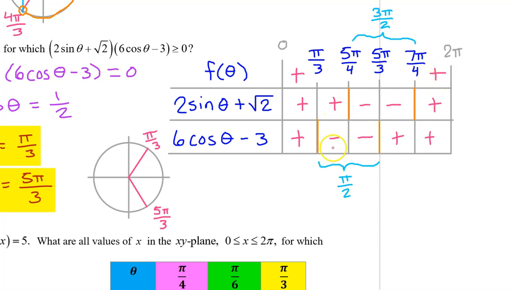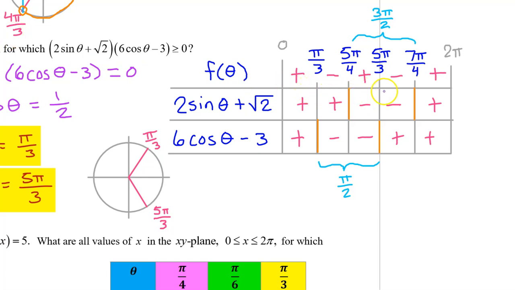A positive times a negative is a negative. So f of theta is negative in these two intervals. And a negative times a negative is a positive. So f of theta is positive in this interval.